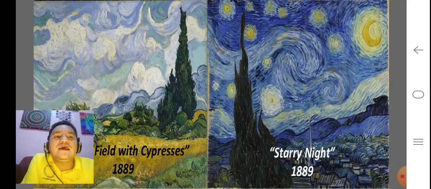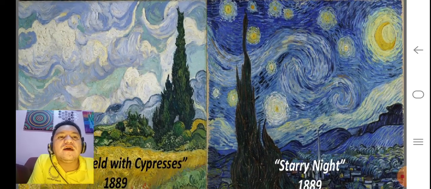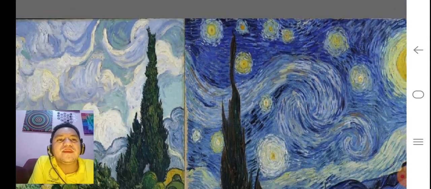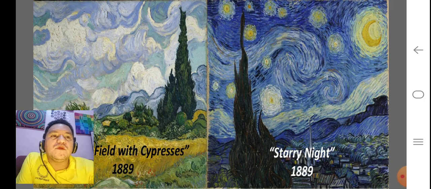Next. Here is the Starry Night. If you're going to take a look at this, according to what I read, these are the stars. Yang mga bilog na yan, mga stars daw yan. Intense, it shows so much emotion.